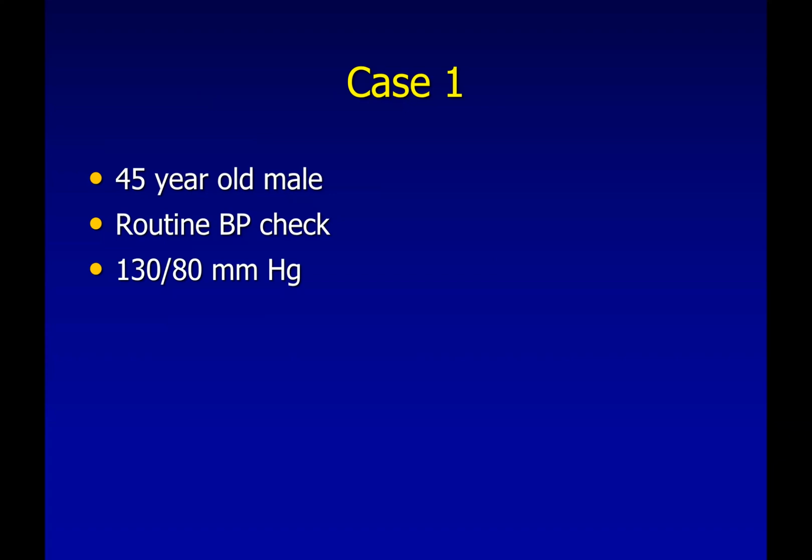Because now the cutoffs are lower: between 120 to 130 systolic and 80 to 85 diastolic, you can say it is a high normal blood pressure. But anything above 130/85 is a high blood pressure, which is stage 1 hypertension. Mind you, stage 1 hypertension. So this patient does not require treatment in the real sense. You don't need to put this patient on pharmacotherapy.